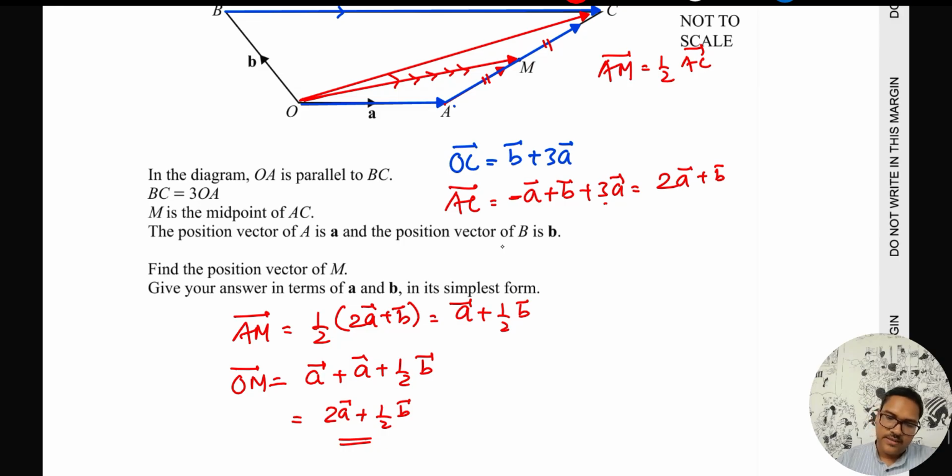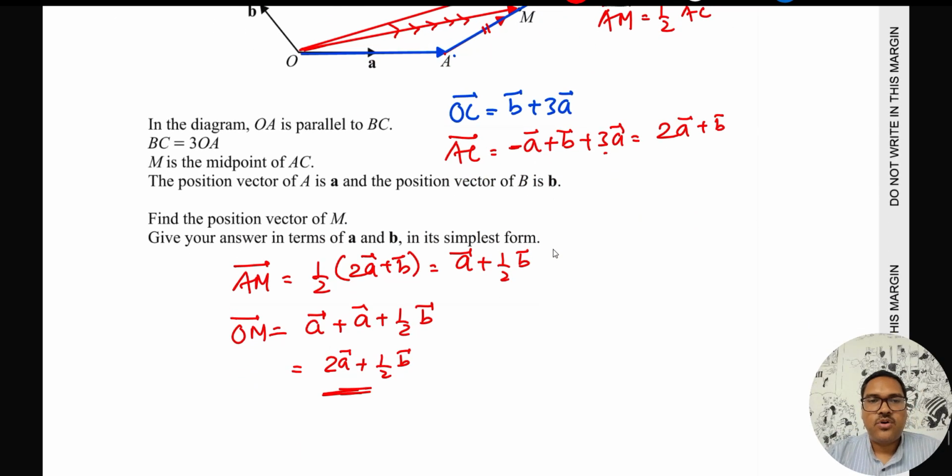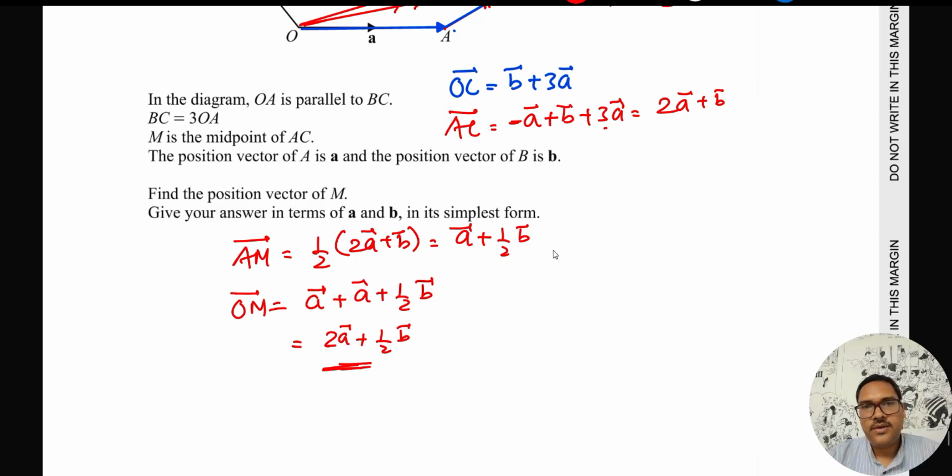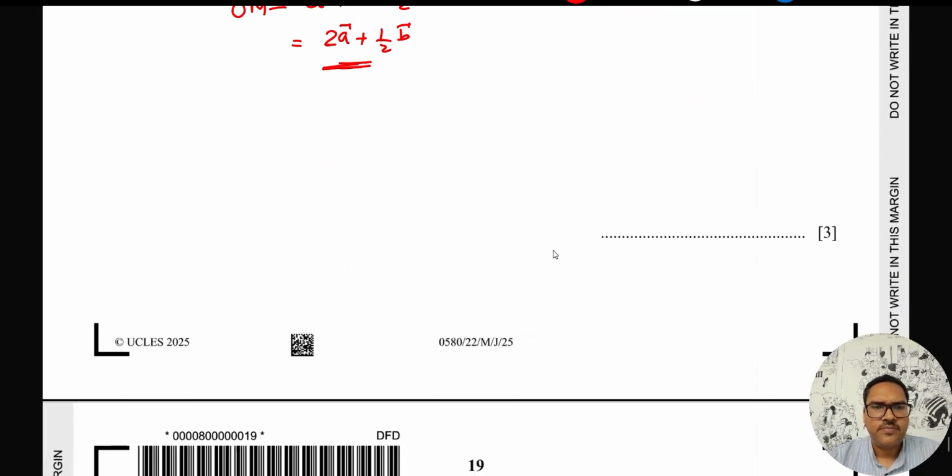So what is the answer of OM vector? This is equal to 2A plus half B. That is the answer for this question. So I hope this is clear. Using different triangles, different vectors, I have got OM vector. Okay, so this is how we can easily approach this.